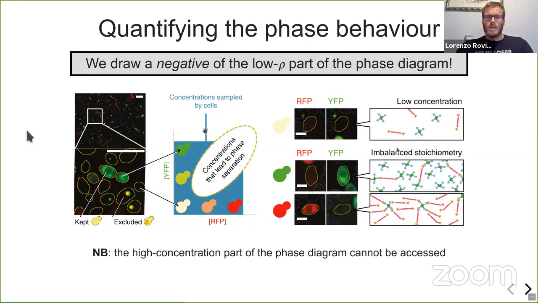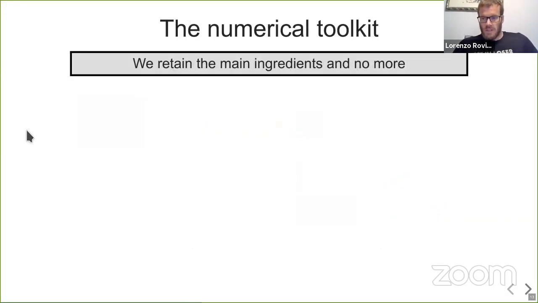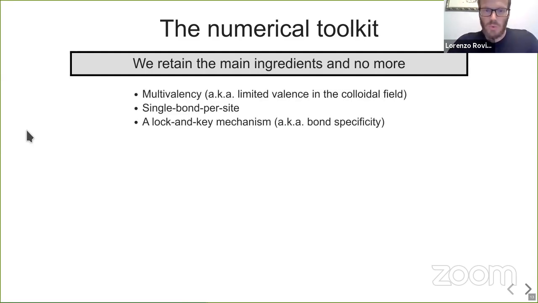Okay, so this was the experimental part. As far as the numerical part, which I helped with, we want to model the system in a simple way. It's a very complicated thing. You have water, a lot of solutes, proteins, electrostatic interactions. That's too complicated for me. I'm a simple man. I like simple things. So we just keep what we think are the main ingredients of the model.